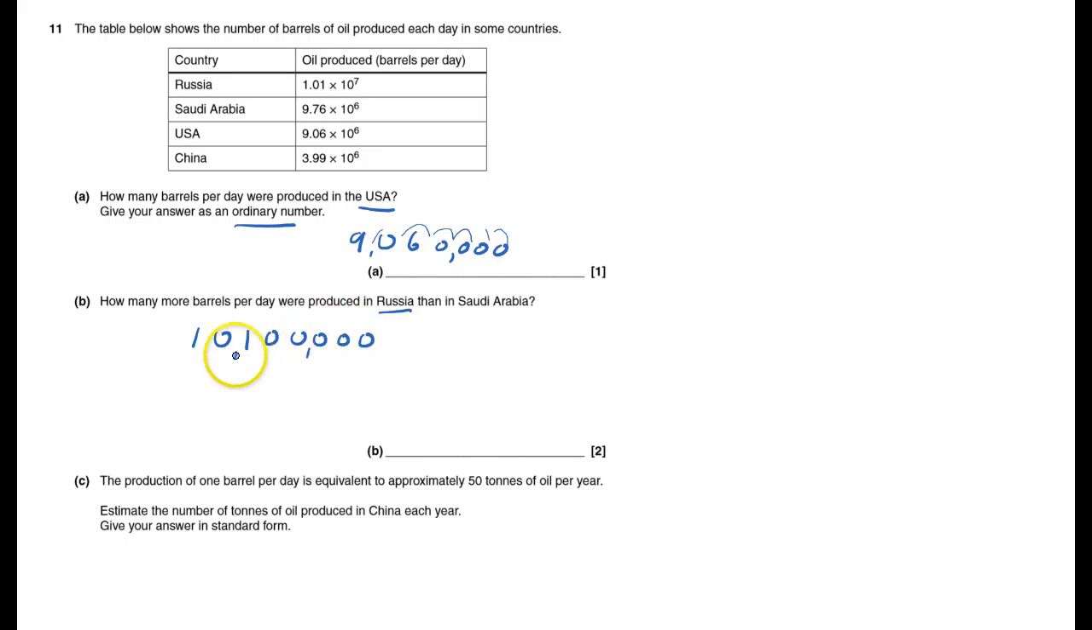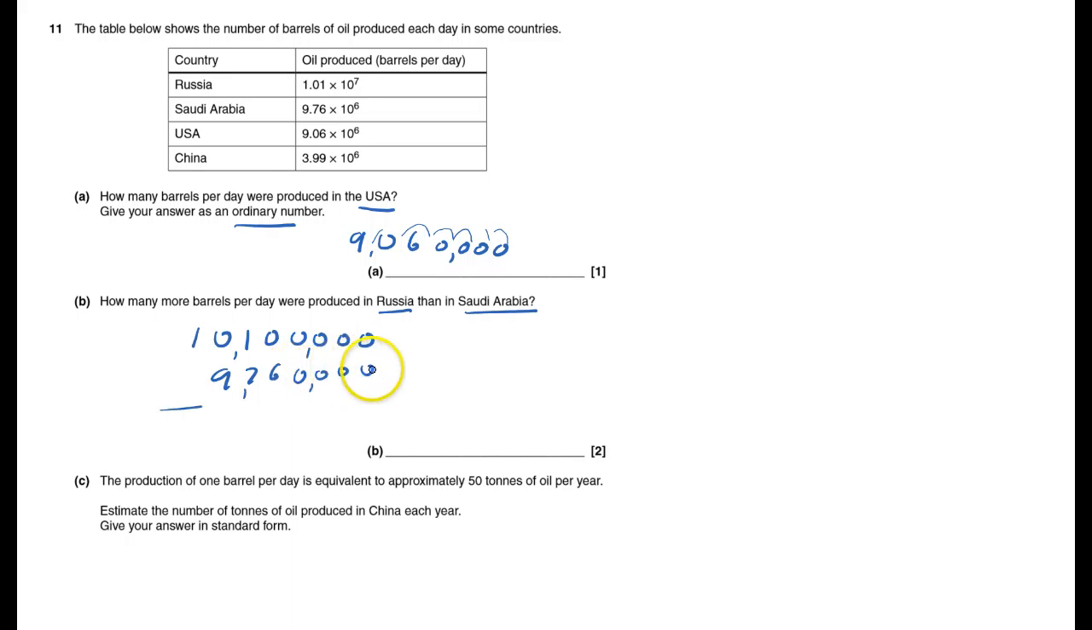That's Russia, and I need Saudi Arabia. It's 976. It's not going to be quite as long as that number, so I'm going to put 976. Just check: I've moved it once, twice, and I've got 4 more places to use. Move it, so that will be pretty good.